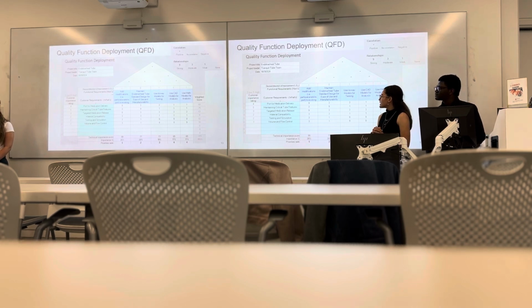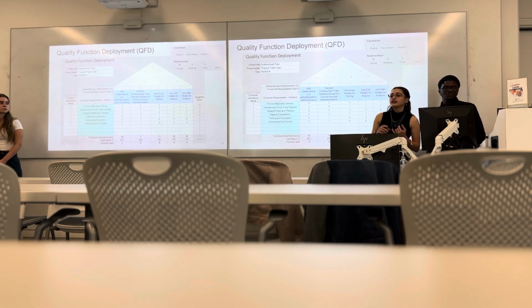What this ended up telling us is that our main priorities for our project were to add that second port to be able to administer that medication in the throat area, as well as maintaining those standard endotracheal tube components like the Murphy eye, the circuit port, and the balloon tube.